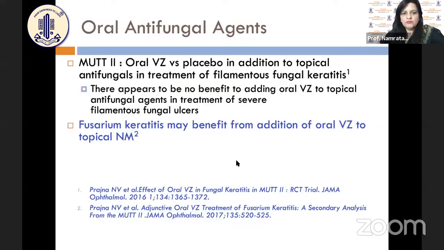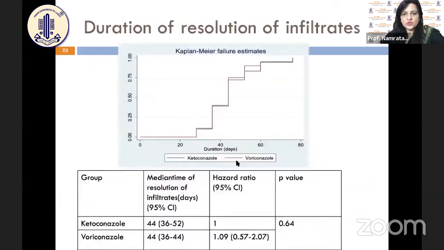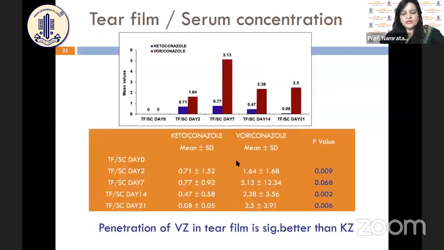Now, Mattu also pointed out the finding that Fusarium keratitis may benefit from the additional role of oral voriconazole to topical natamycin. And so we did a randomized controlled study where we looked at oral voriconazole versus oral ketoconazole. And in terms of duration of resolution of the infiltrates, we found that there was no difference, which is good because you can give ketoconazole or voriconazole depending upon the affordability of the patient. But in terms of the tear film and the serum concentrations, at all points in time, voriconazole was found to be higher as compared to ketoconazole.